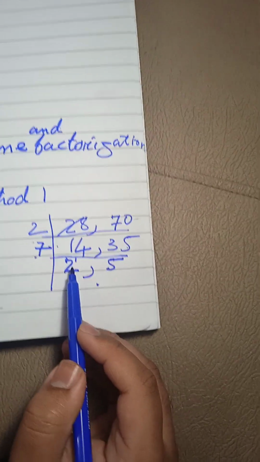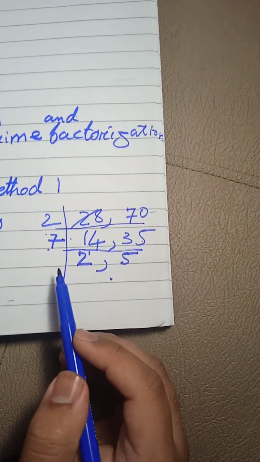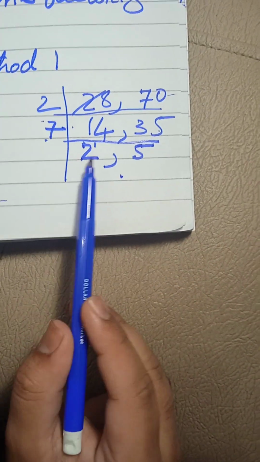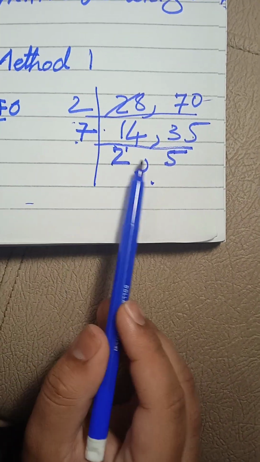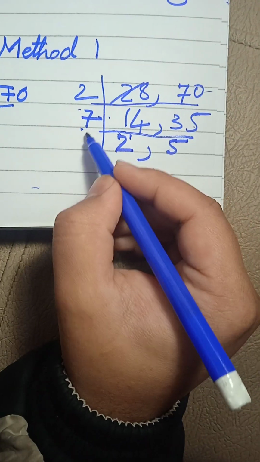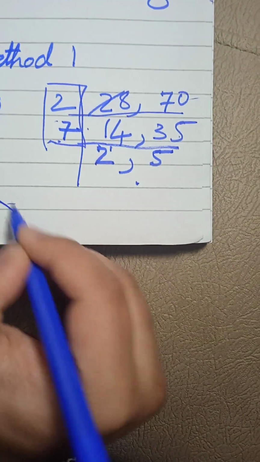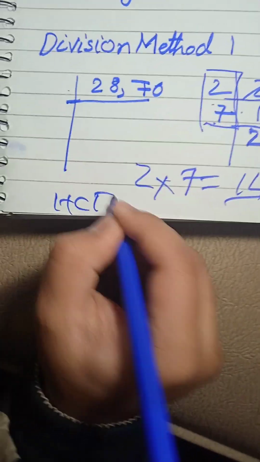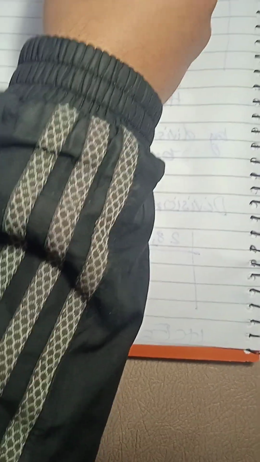As we can see, 2 and 5 don't come in any table together. So we're going to stop right here, and we just multiply these numbers. 2 multiplied by 7 is 14, and it is the HCF. So HCF is equal to 14.